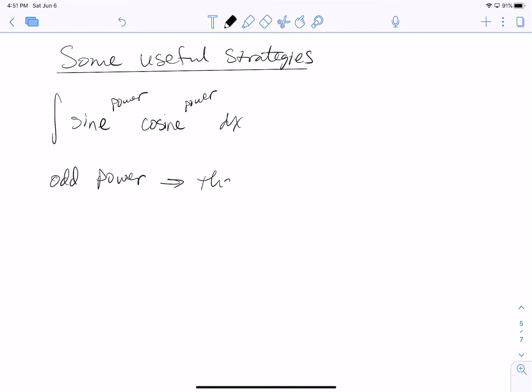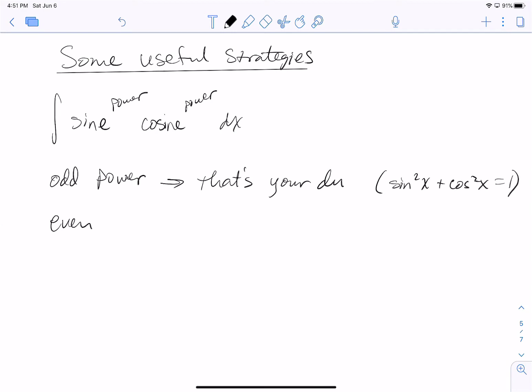We're going to wrap up this section looking at some useful strategies. Based on patterns, if we see a sine to a power times a cosine to a power, say dx, then if one of them has an odd power, that's your du. And then we replace what's left for that trig function using the Pythagorean identity sine squared of x plus cosine squared of x is equal to 1.